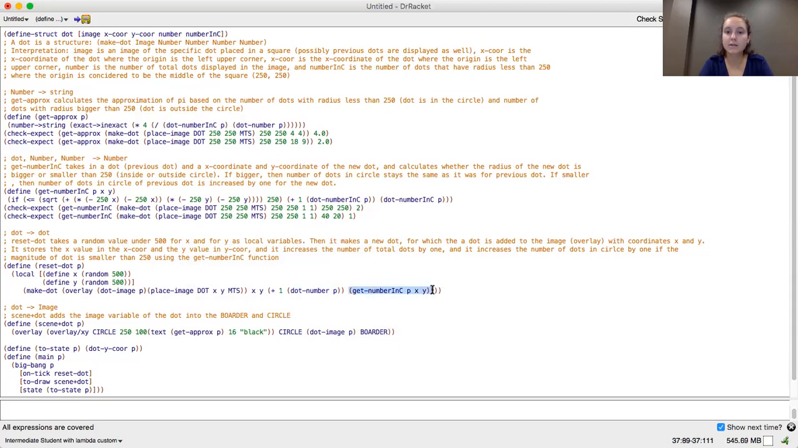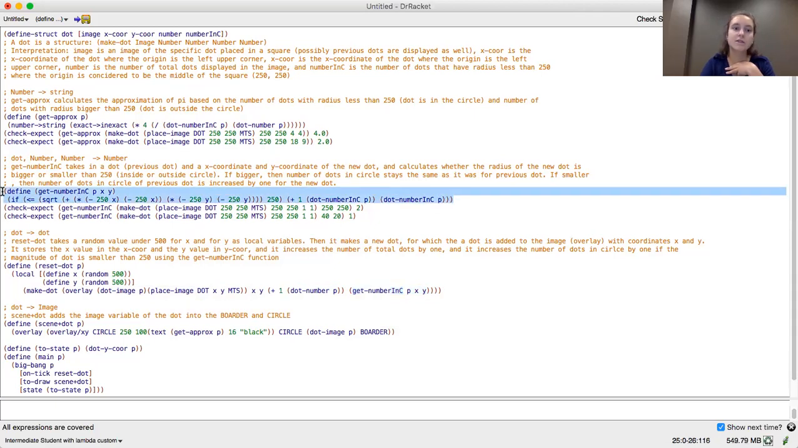And it checks whether the dot is in the circle or not. If it is in the circle, it adds 1 to number in C, otherwise it doesn't. I made a sub function for that as well, which is right here, which is basically just the distance formula, and it checks if the distance is smaller than the radius of the circle.